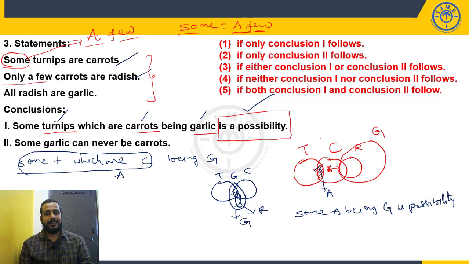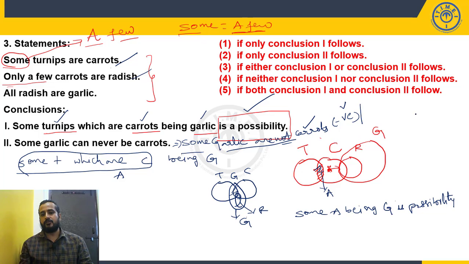Next, some garlic can never be carrot. Some garlic can never be carrot is the same as some garlic are not carrot. Okay, which is nothing but some not. Is this true in the basic diagram? Some G are not carrot? Yes, some G are not carrot. It is true. It means the negative conclusion is true.